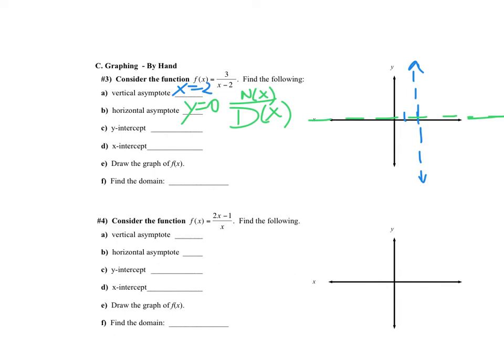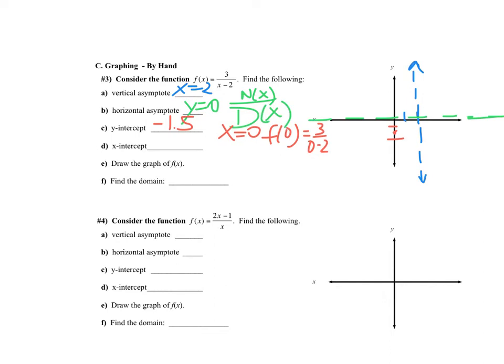All right, now let's find the y-intercept. To find the y-intercept of any function, you just let x equal 0. So if I plug in f of 0, I get 3 over 0 minus 2. So I get negative 1.5. That's my y-intercept. So I'm going to go to negative 1.5 and graph it right there.